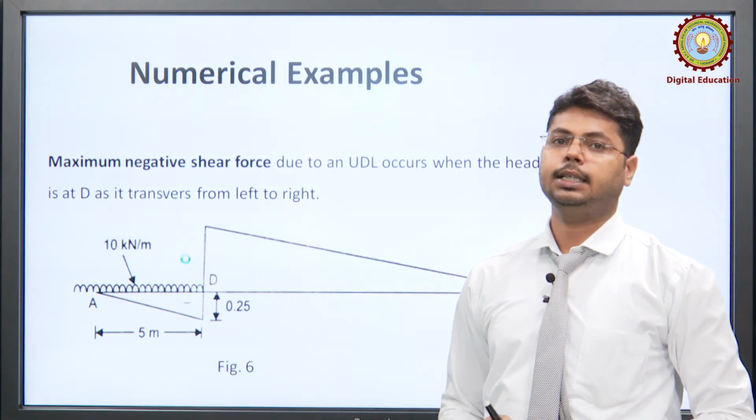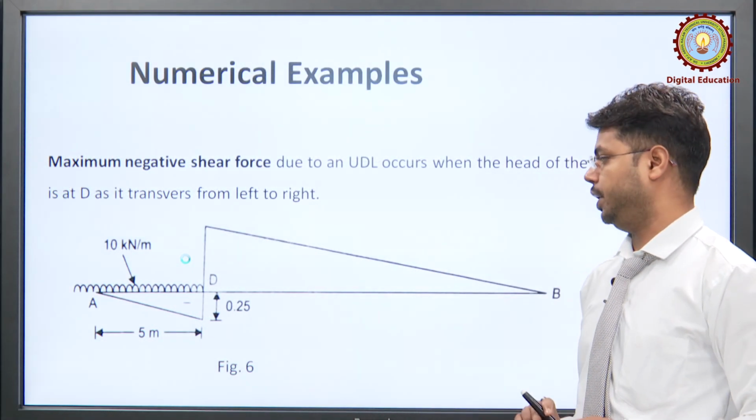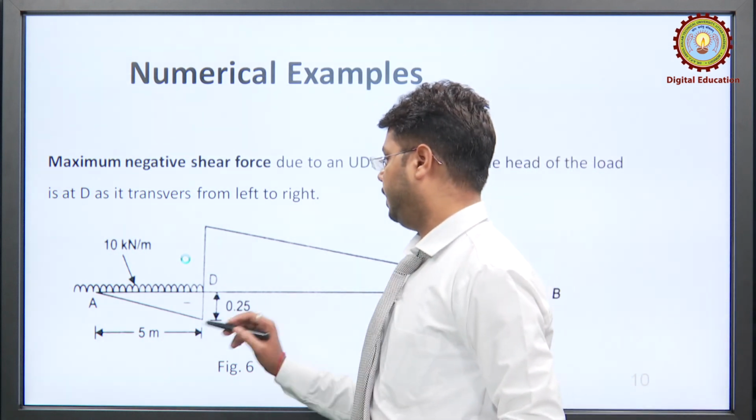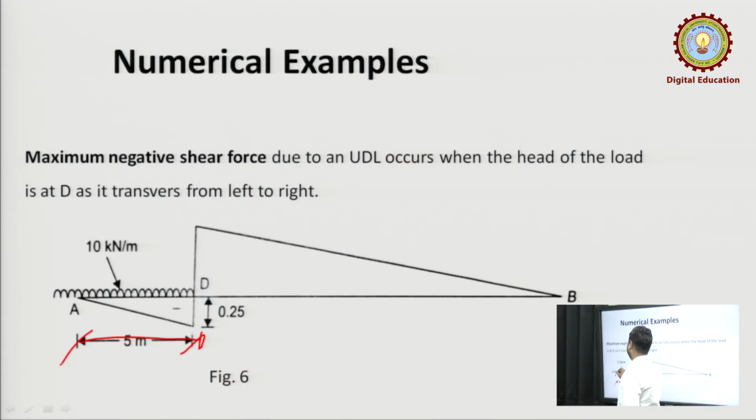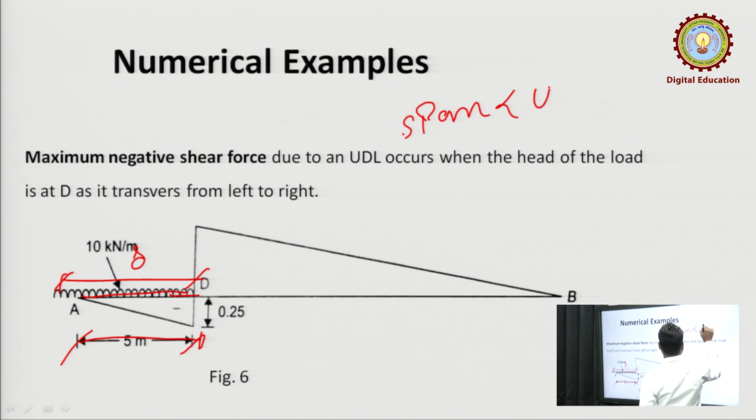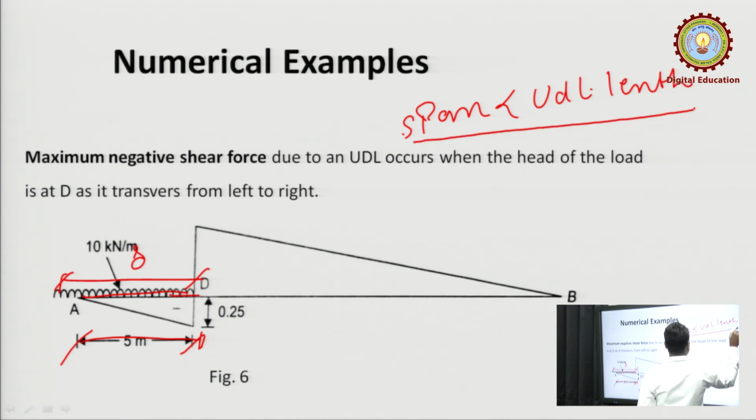Now you have to find the maximum negative shear force. How can we calculate that? The same formula we are going to use. The simple thing is that this span is 5 meter, but our UDL is 8 meter. That means the span is shorter than the UDL length. The length of the UDL is more than the span. It's okay, we neglect this part.